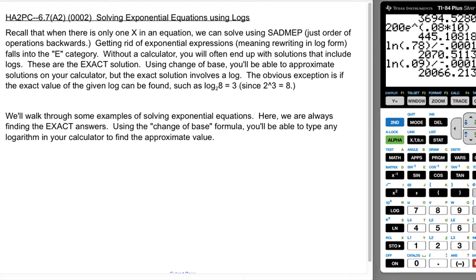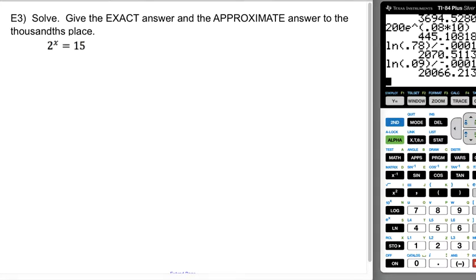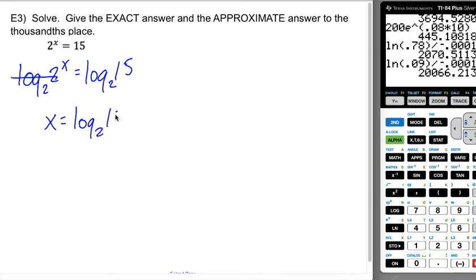So we're going to walk through some examples solving exponential equations. So here we're going to always find the exact answer. You can use the change of base formula to type any of these in your calculator to get an approximate value. All right, so, oh hey, here I have you doing both, exact and approximate. So 2 to the x equals 15. So you can either think of this as rewriting in log form, right? Or you can just take the log base 2 of both sides. The reason I'm taking the log base 2 of both sides is I'm trying to get rid of a 2 exponential, so I just get x equals the log base 2 of 15.